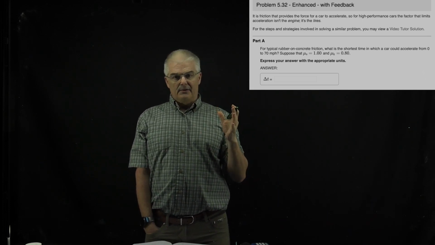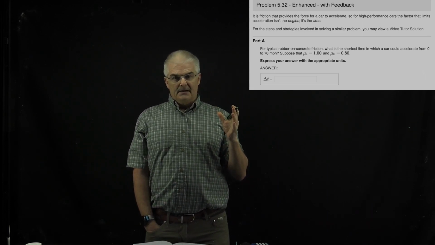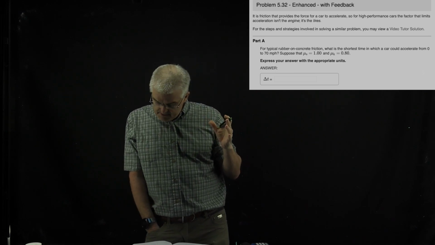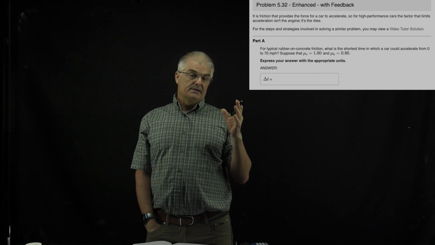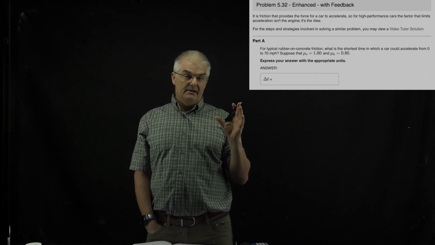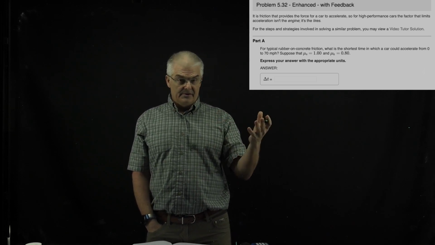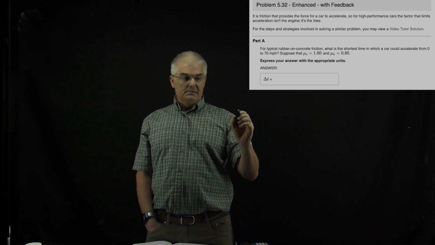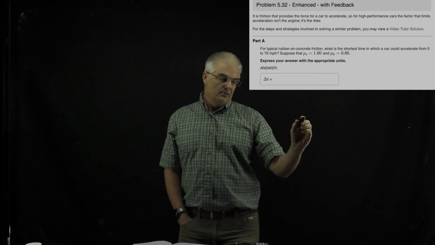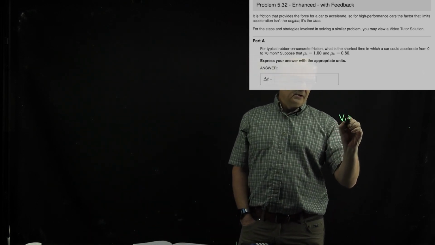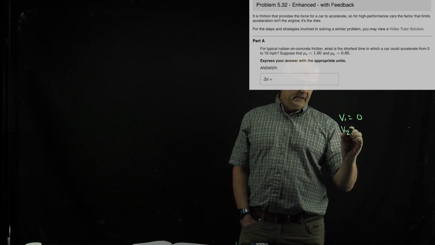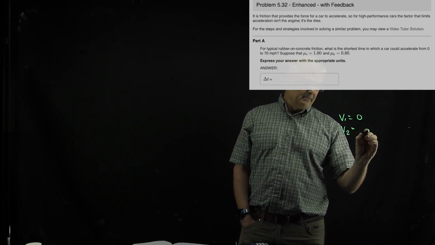You're trying to figure out what this is asking for. It's asking for how much time. So how much time is it going to take, the minimum amount of time for it to go from 0 to some speed? Well, this is going to be a kinematics equation problem, right? So we know that V1 equals 0, and V2 equals so many miles per hour.